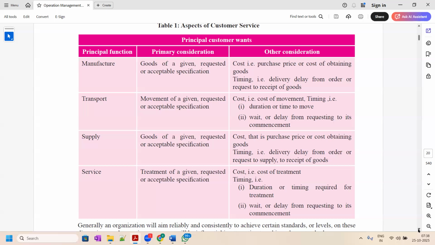Then the next thing is service. What the customer wants is a treatment or service that meets the required or acceptable level. Okay, where the cost of service is again important. Next is how long the service takes, the waiting time before the service begins. Imagine you bought an iPhone, and then you find that there's no outlet where you can go in case you are having any kind of problem in the phone.